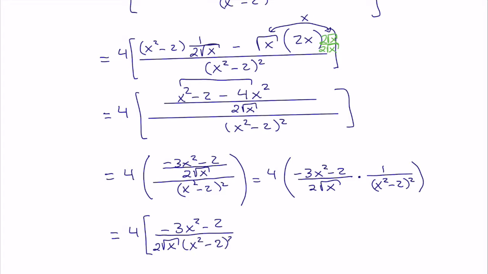squared minus 2 squared. Now this 2 cancels out with a 2 here, and I'm going to distribute the 2 inside to make it nicer. So, and the negative sign I'm going to put on the front.